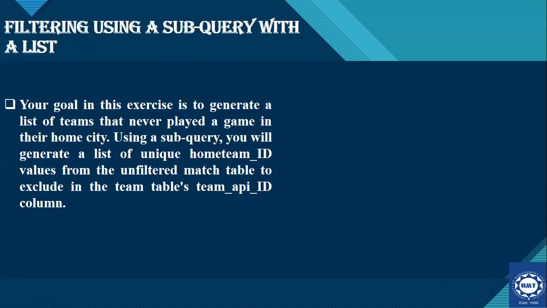Then filtering using a subquery with a list. So your goal in this exercise is to generate a list of teams that never played a game in their home city. Using a subquery, you will generate a list of unique home team ID values from the unfiltered match table to exclude in the team table's team AP ID column.